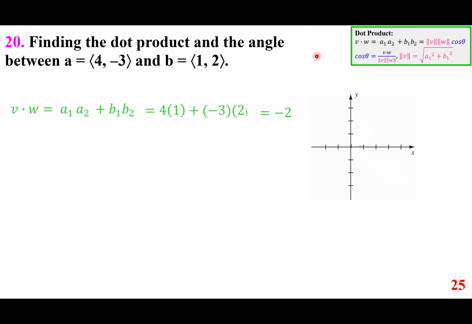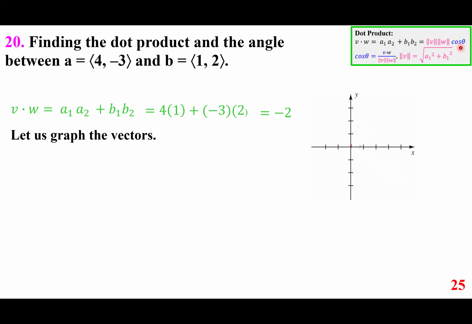Now, the angle between them. V dot W is A1, A2 plus B1, B2. It is also equal to the magnitude of V times magnitude of W times cosine theta. So if you look at this part, if you divide by the magnitude of V times magnitude of W, the left side in this format or that format makes no difference, you get cosine theta. So we're going to write that.